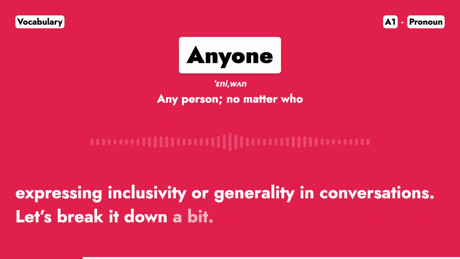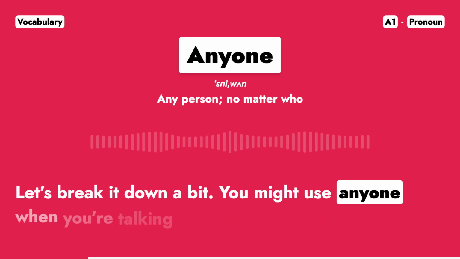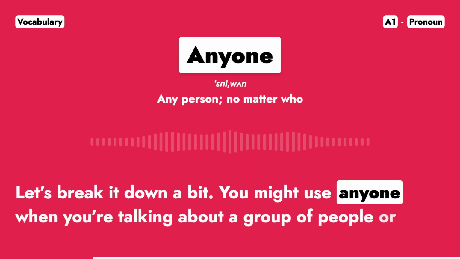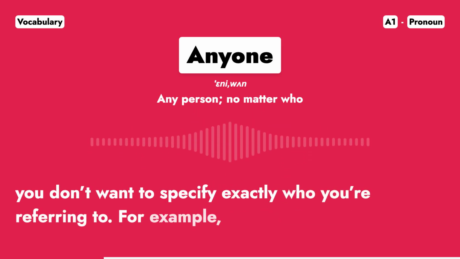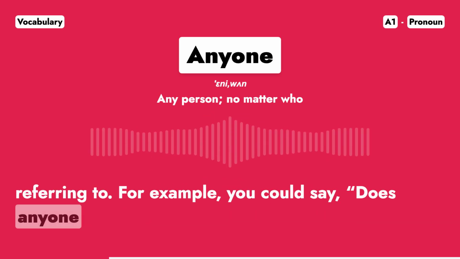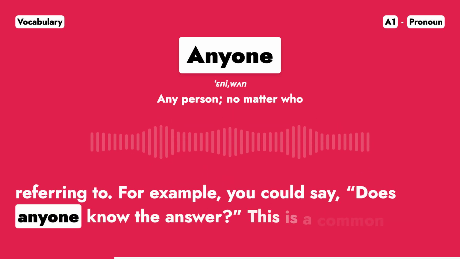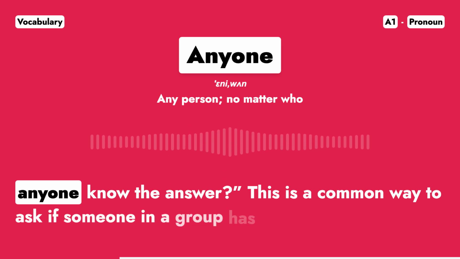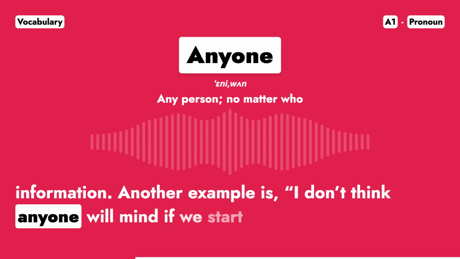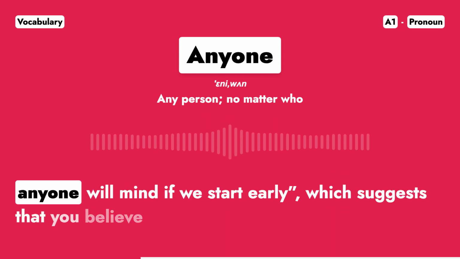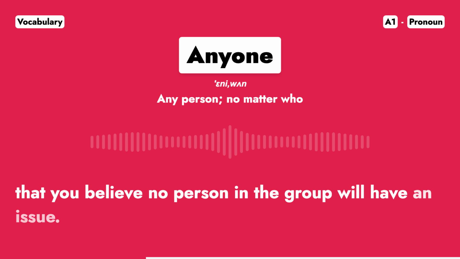Let's break it down a bit. You might use anyone when you're talking about a group of people or when you don't want to specify exactly who you're referring to. For example, you could say, "Does anyone know the answer?" This is a common way to ask if someone in a group has knowledge or information. Another example is, "I don't think anyone will mind if we start early," which suggests that you believe no person in the group will have an issue.